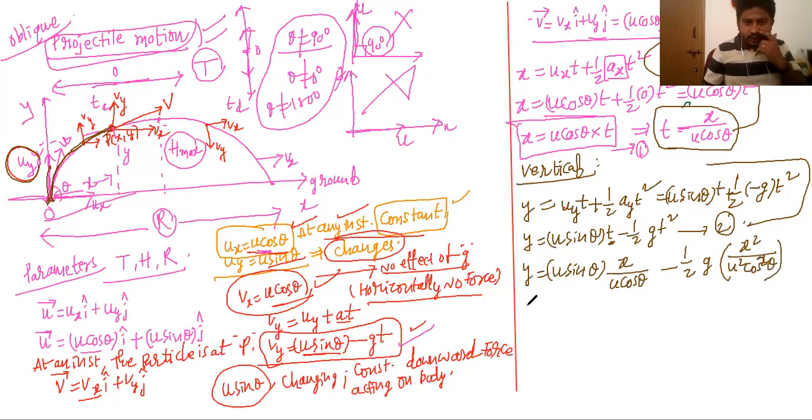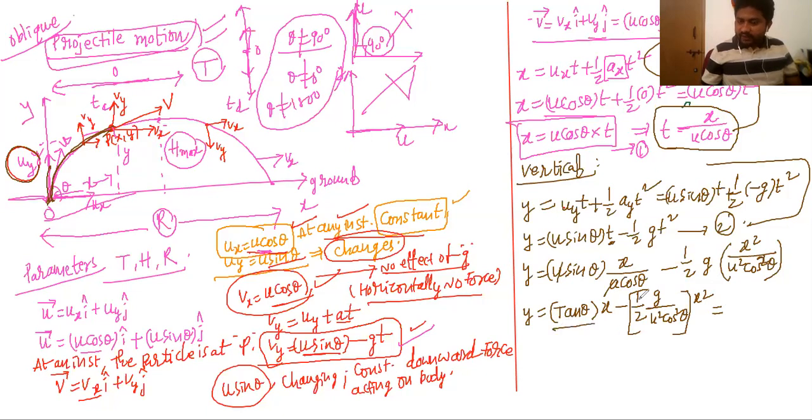Now what I can write, y is equal to, so this u cancels, this is tan theta into x, minus half into g divided by u square cos square theta into x square. This complete thing I'm keeping in brackets. Now if I write tan theta as a, and g by 2 u square cos square theta as b, then y is equal to ax minus bx square.